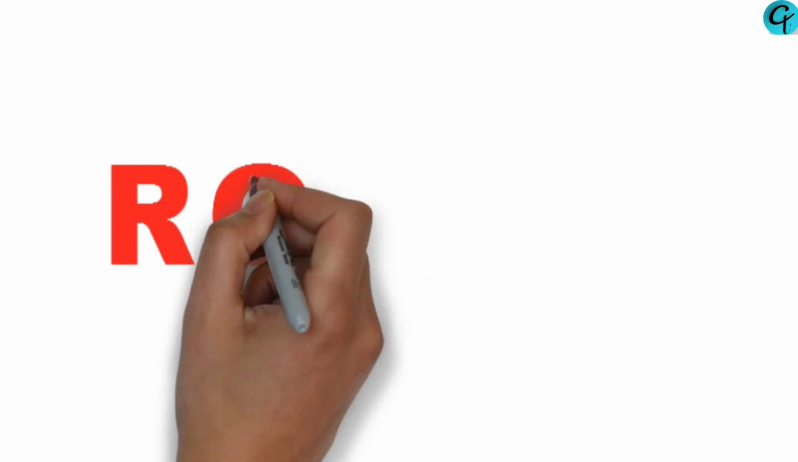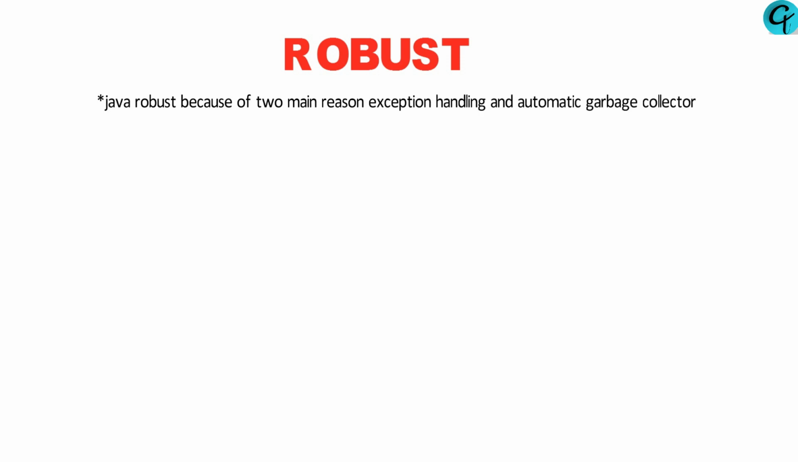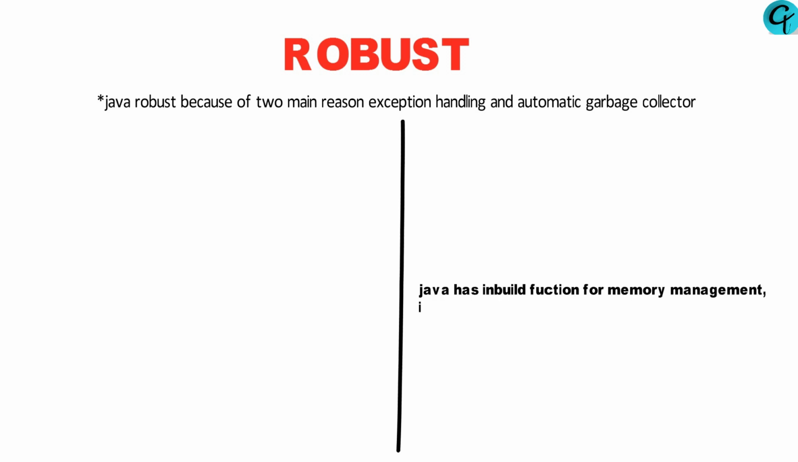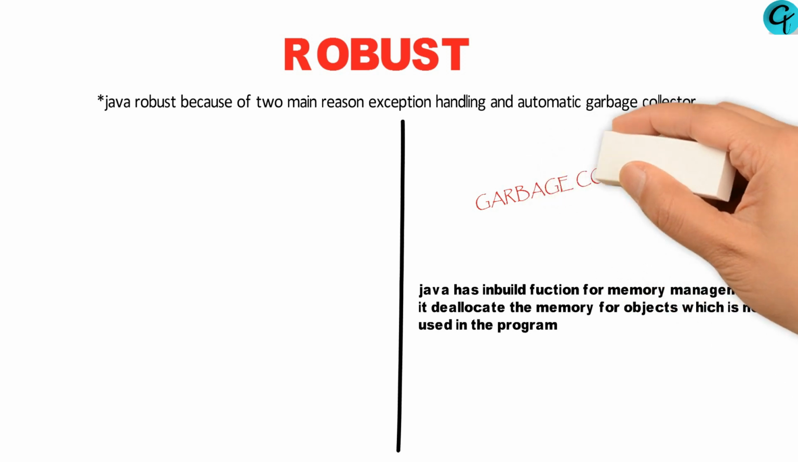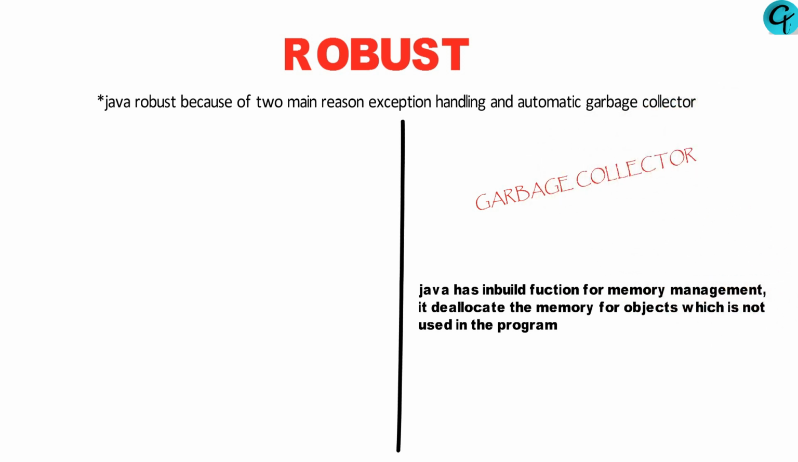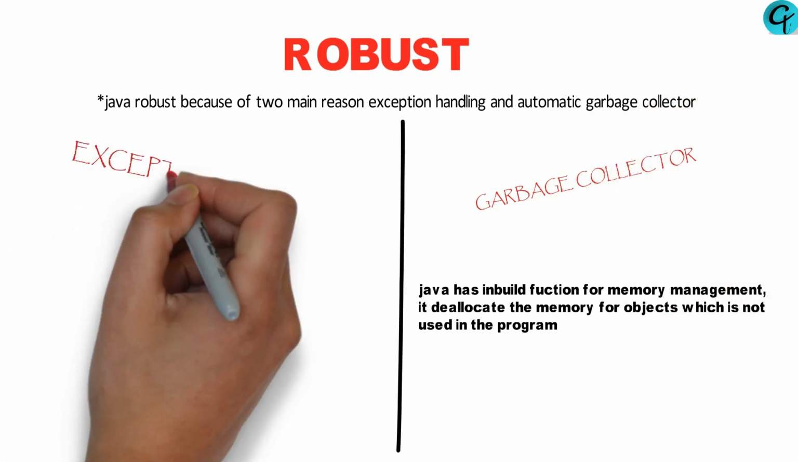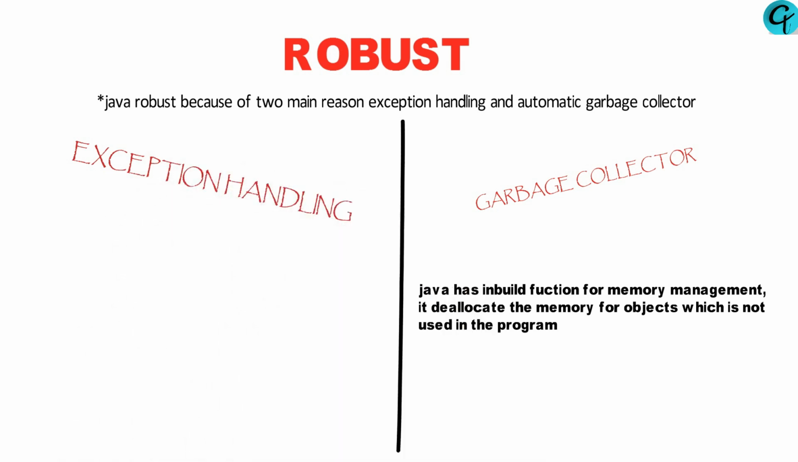Next feature is robust. Java is robust because of two main reasons. First, exception handling, and second, automatic garbage collector. Java has an inbuilt function for memory management. It deallocates the memory for objects which are not used in the program, which is known as garbage collector. Exception handling handles errors at runtime, thus eliminating the risk of system crash.